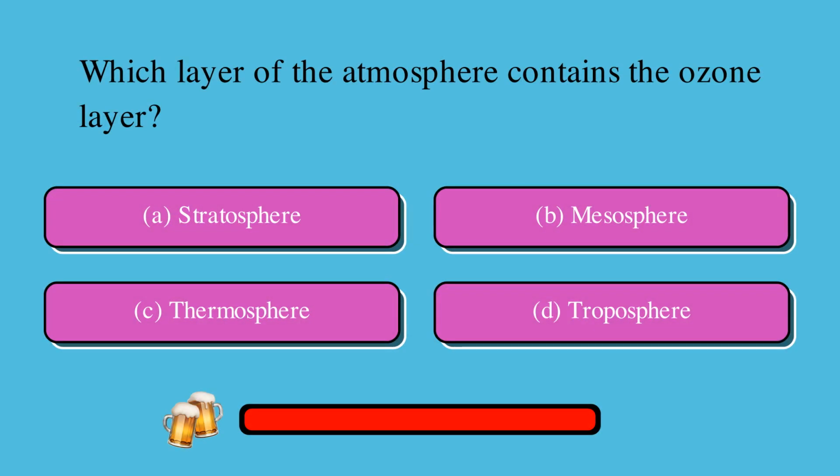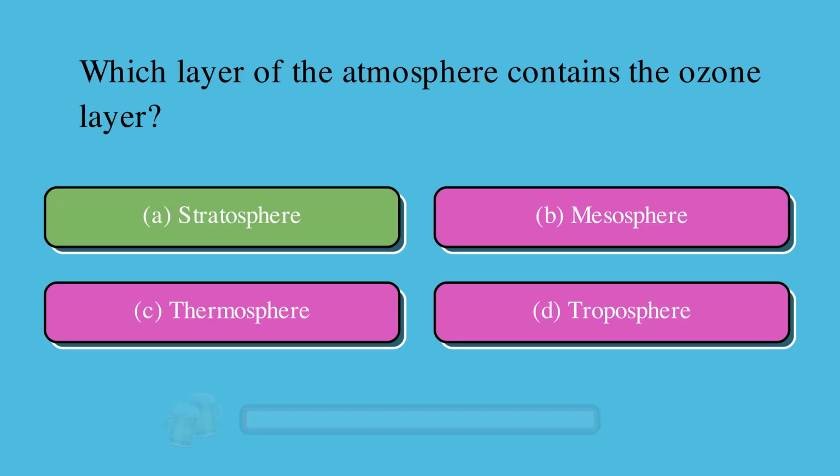Which layer of the atmosphere contains the ozone layer? Is it A, stratosphere, B, mesosphere, C, thermosphere, or D, troposphere? The correct answer is A, stratosphere.